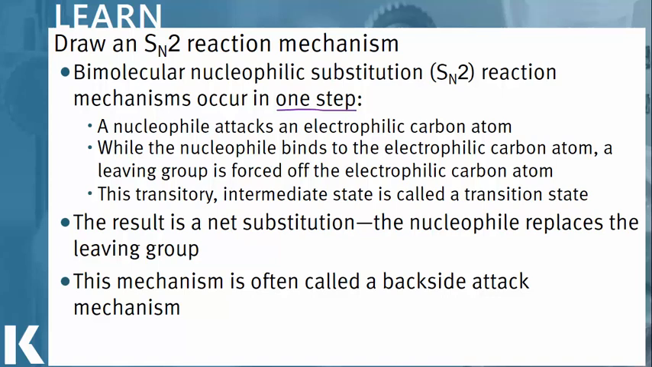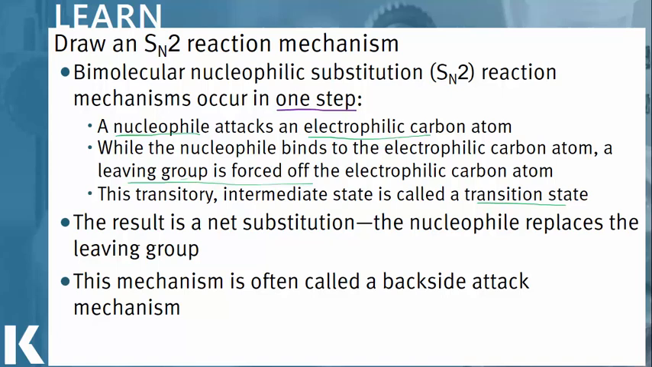So let's review. Single step mechanism. The nucleophile attacks the electrophilic carbon. The nucleophile is going to be bound to our electrophile and force our leaving group off. The intermediate, where it's temporarily bound to both the leaving group and the nucleophile, is called a transition state. Now, the result of this reaction is a net substitution. We substitute the nucleophile for that leaving group.